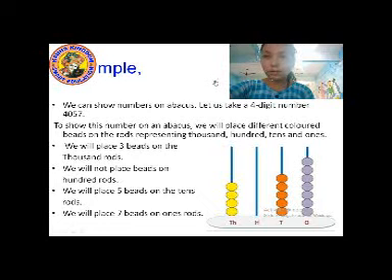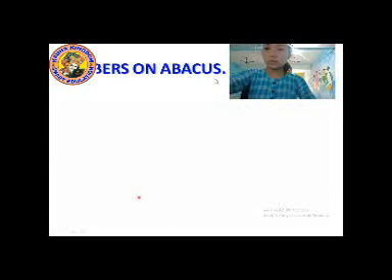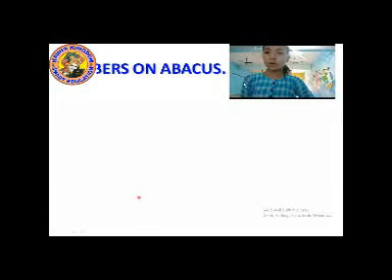So see the picture of the abacus. It is representing the number 4057. Now we will see one video clip of how a number can be represented on an abacus.